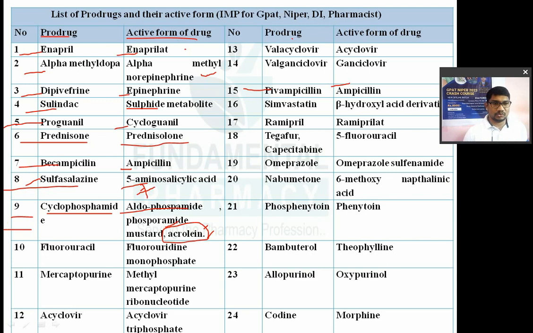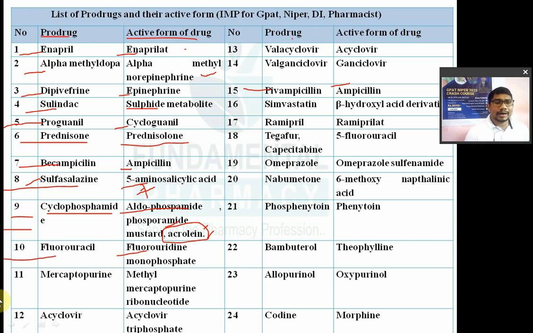Okay. Now another example of prodrug. Fluorouracil is the prodrug. Fluorouracil क्या है? Prodrug है. So it is converted into active metabolite known as fluorouridyl monophosphate. Fluorouridyl monophosphate, okay, which will inhibit the DNA synthesis, right?